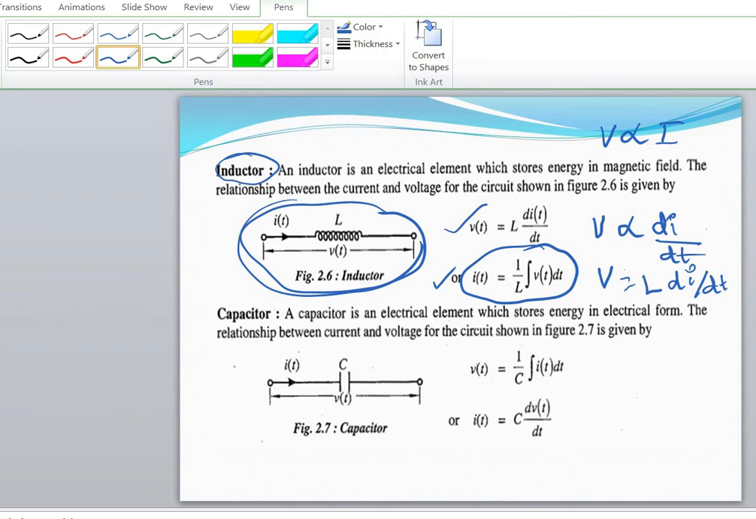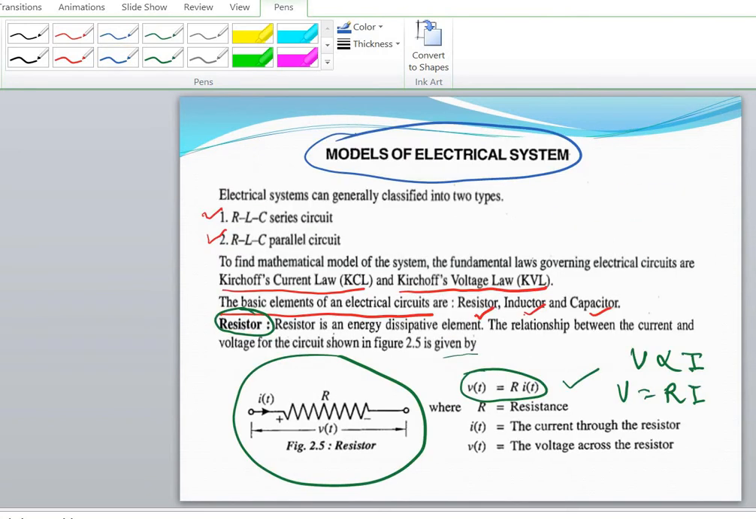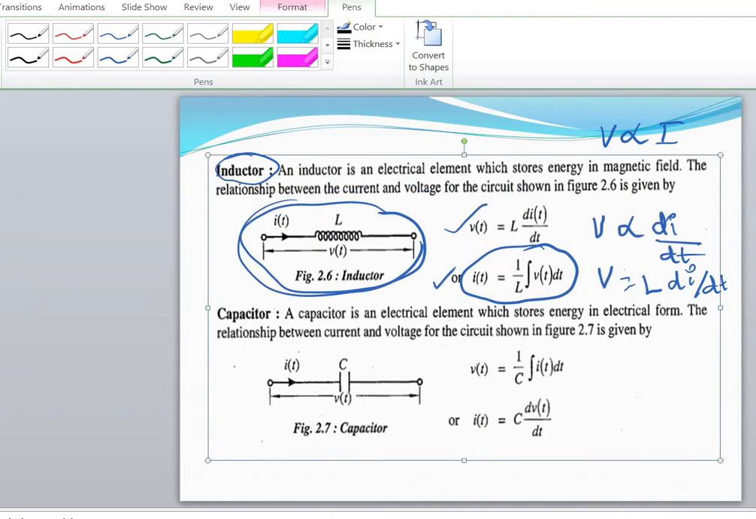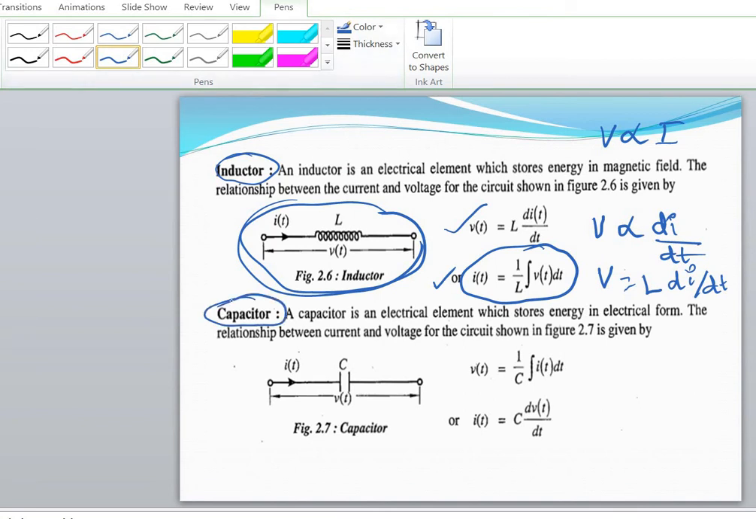So let us see the previous one also. For example, here also you can write the equation as I of t is equal to V of t by R. Here it is I of t is equal to 1 by L into integration of V of t dt. Then coming to the third element, that is the capacitor. Capacitor is an electrical element which stores energy in electric form. See, inductor stores energy in magnetic field. Capacitor stores energy in electric form.